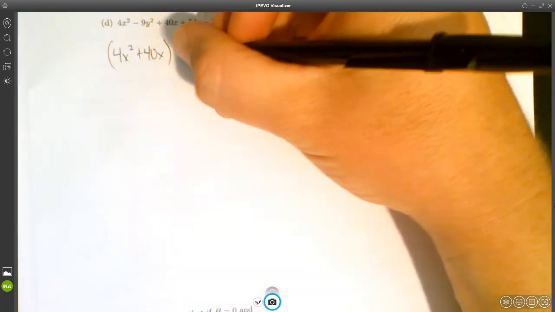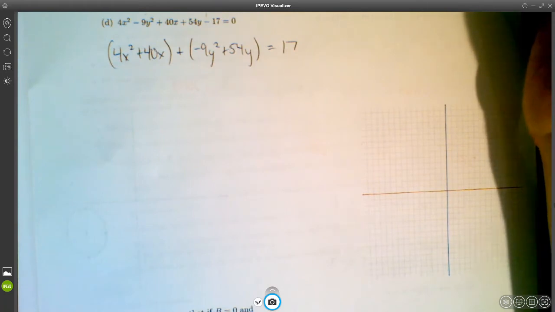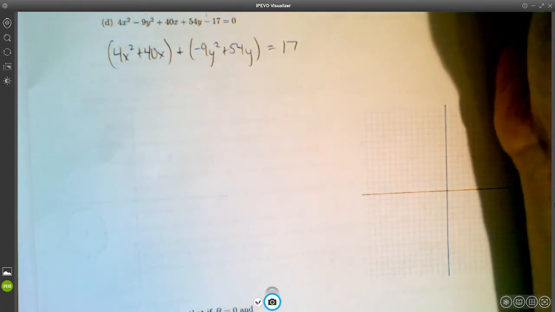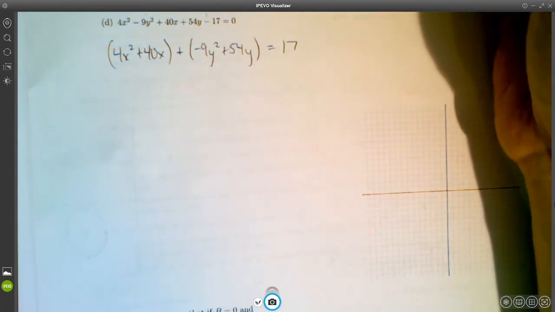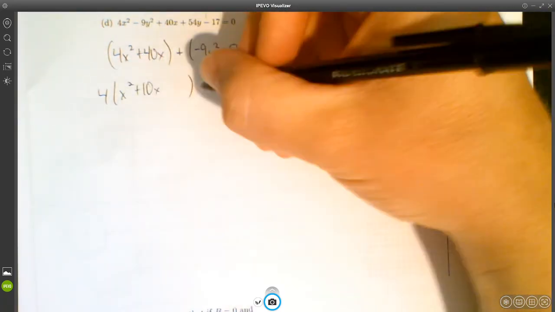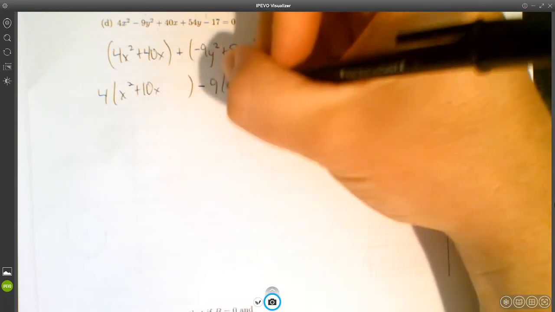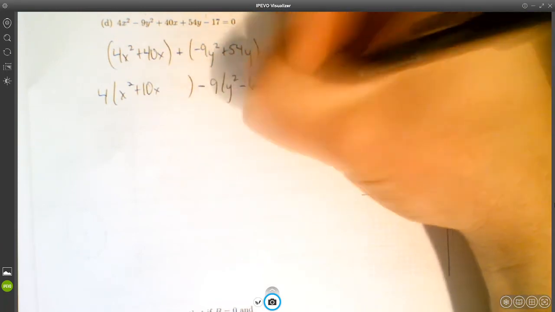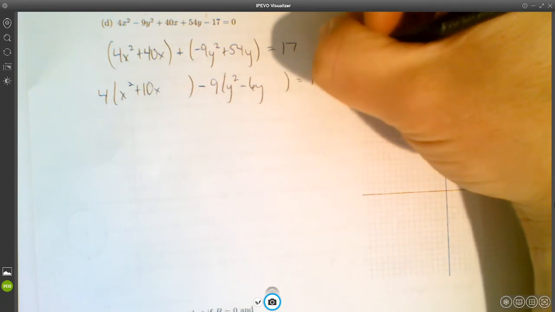Well, this is kind of interesting. So here's how I'm going to do it. I'm going to say plus negative 9y squared plus 54y. And then the 17 I'm going to move over to the other side, right, by adding it over to the other side. Now let's do like we did with the ellipse and factor out our leading coefficients, right? So I'm going to have 4 times x squared plus 10x, leave some room. I'm going to factor out a negative 9. I'll have y squared minus 6y, leave yourself some room.